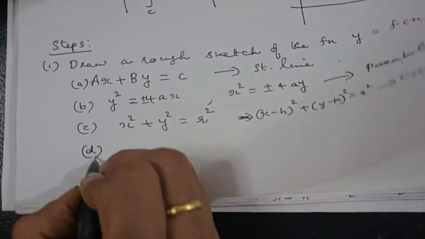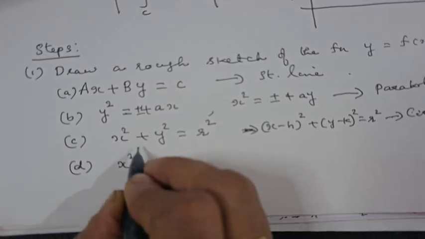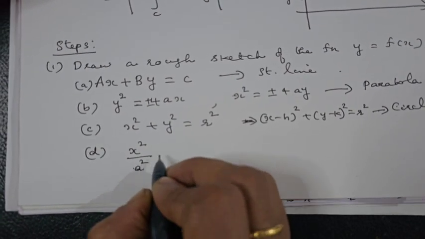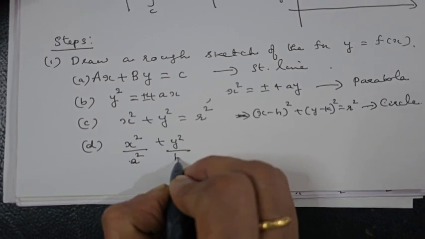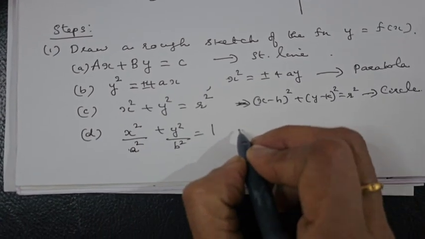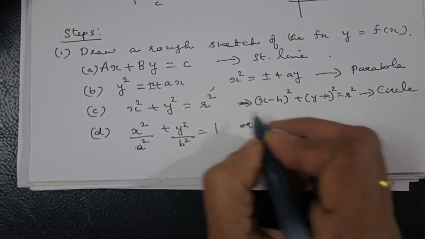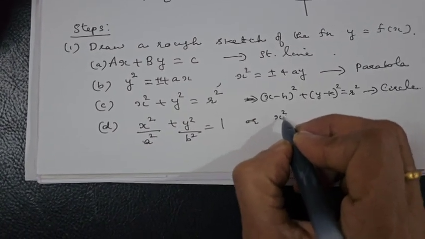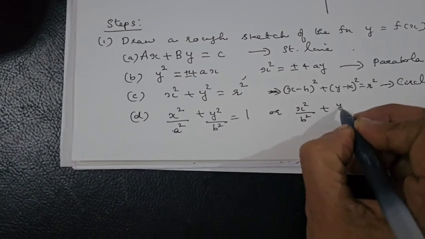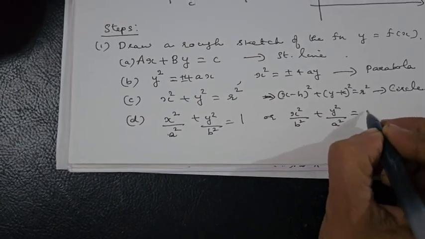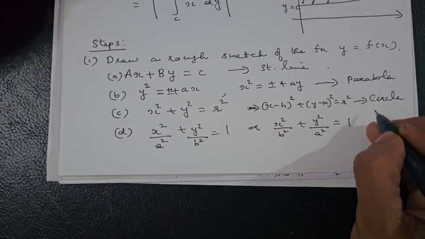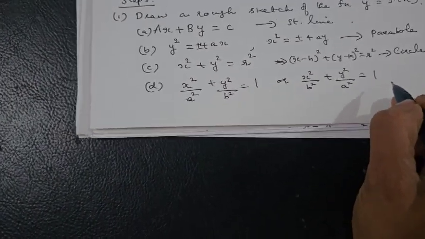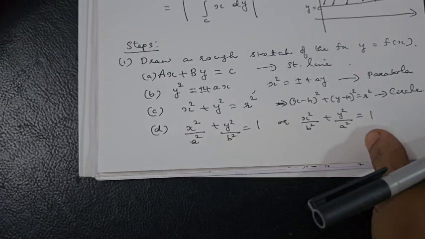And finally, it can come with both variables of degree 2, but the coefficients are not equal. x square by a square plus y square by b square is equal to 1. Then this is a horizontal type of ellipse. The other one can be x square by b square plus y square by a square is equal to 1. Then that is an ellipse whose major axis is along the y axis. So in all these cases, now you can see that.